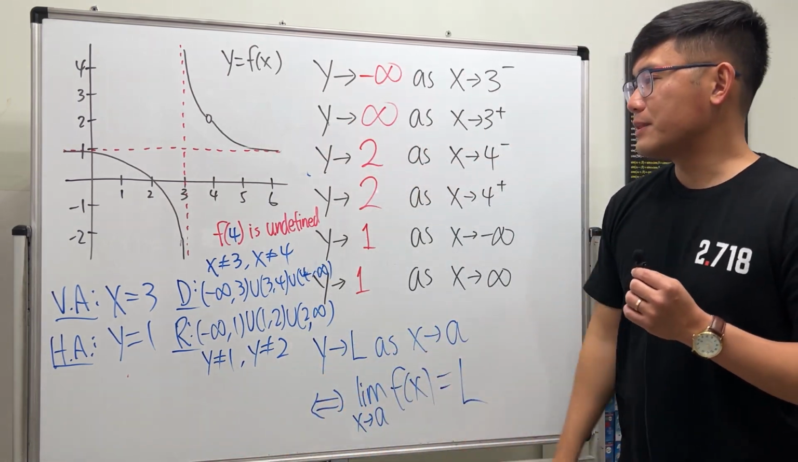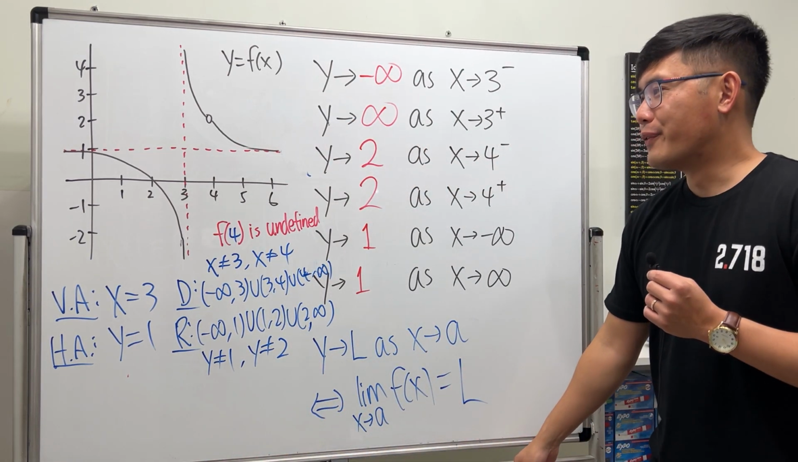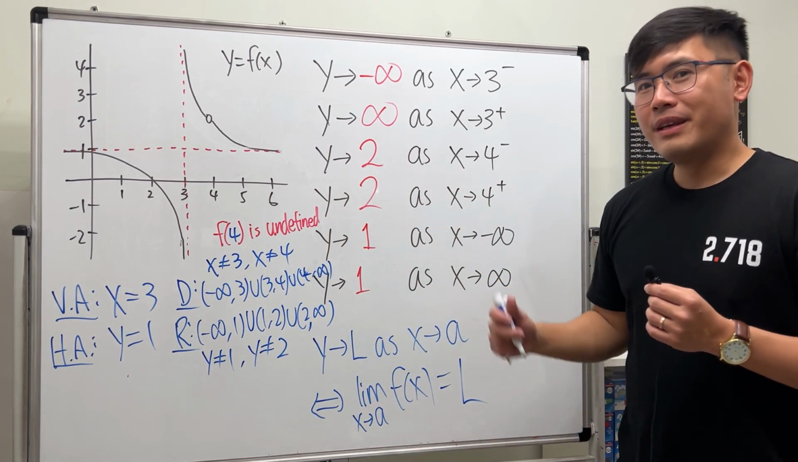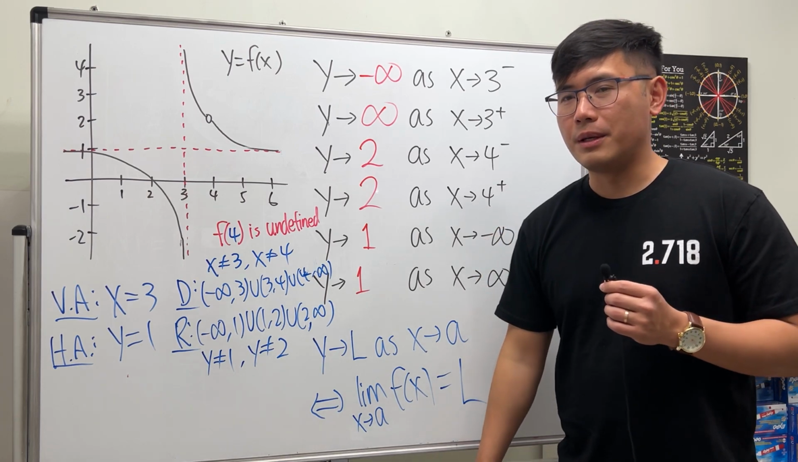So this right here covers pretty much everything that you should know from the given graph, and this is the rational case.